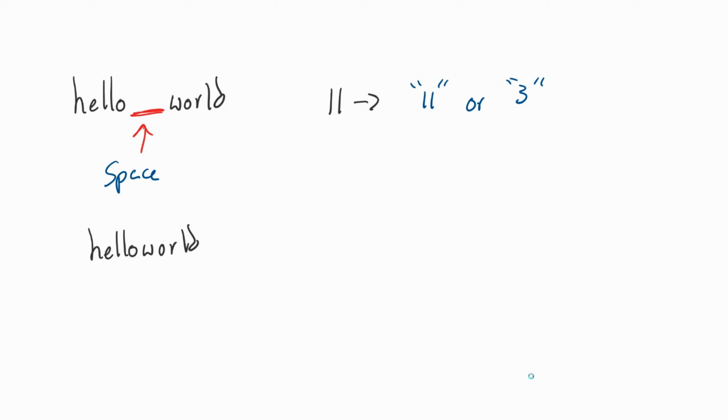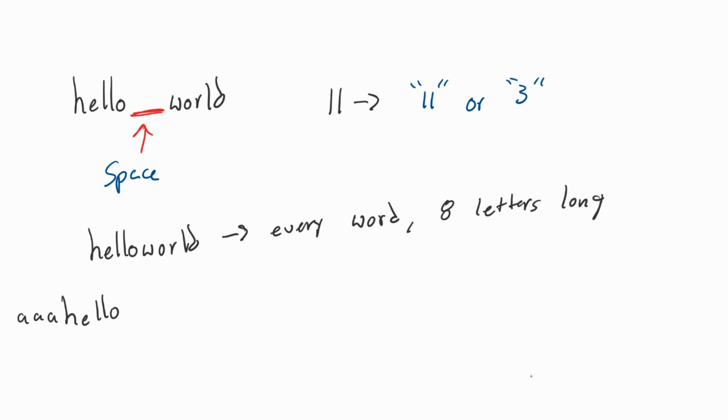So imagine that someone said, okay, we do not have the space, but in a way we have to be able to separate 2 words. So we're going to create a standard. Every single word can only be 8 letters long. And if a word is not that long, we're going to add A's in front of it. So for instance, hello has 5 letters. So I'm going to add 3 A's in front of it. Now world, it just so happens that it's also 5 letters. So I'm going to add 3 A's in front of it.